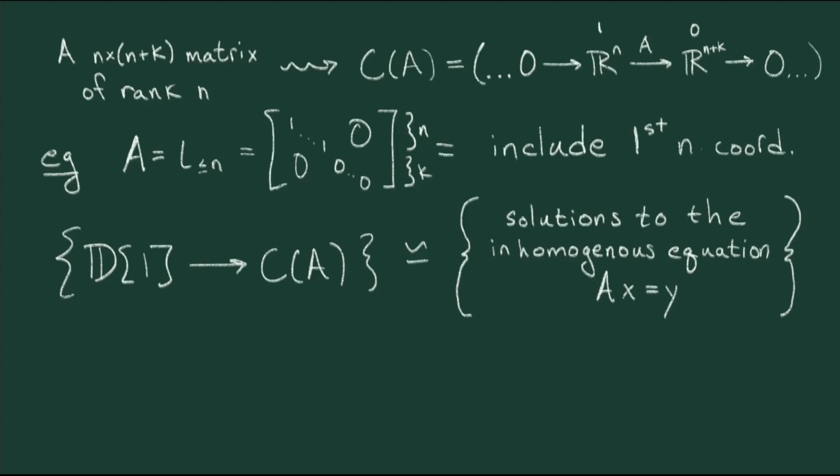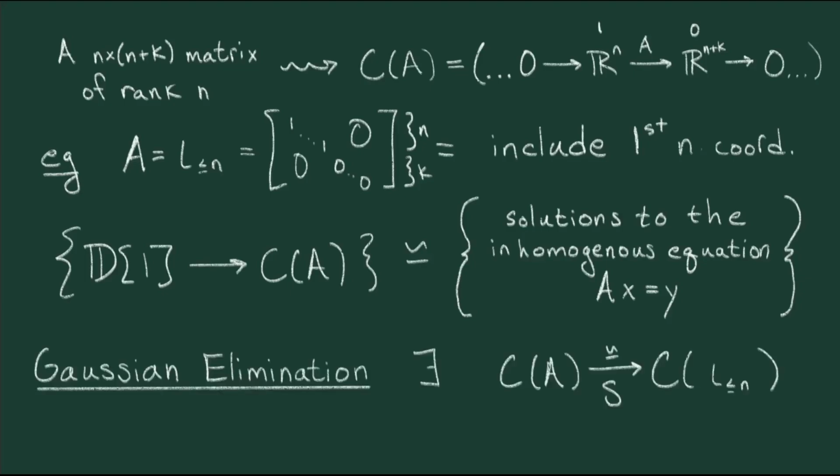For now, just note that the data of a map from D[k] into the cofiber of A can be identified with inhomogeneous linear systems of equations Ax = y. A final cryptic note. A consequence of Gaussian elimination is the construction of a map from the cofiber of A into the cofiber of iota_n, which is a bijection on each component. This isn't entirely obvious. You'll have to give a fair bit of thought if you want to see how this works. And that's all I have for today. Have a nice day.